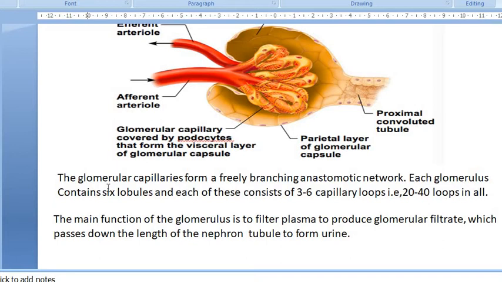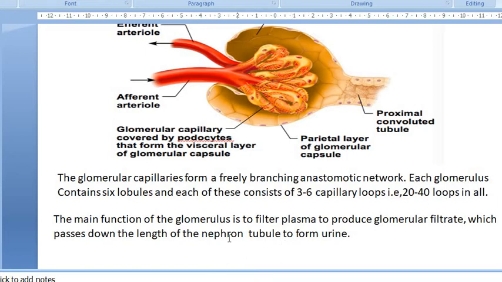Here, the glomerular capillaries form a freely branching anastomotic network. The afferent arteriole will carry the blood. The blood vessel itself gets divided into about 6 lobules, and each lobule consists of 3 to 6 capillary loops, which further divide. Altogether there will be about 20 to 40 loops in the glomerular tuft.